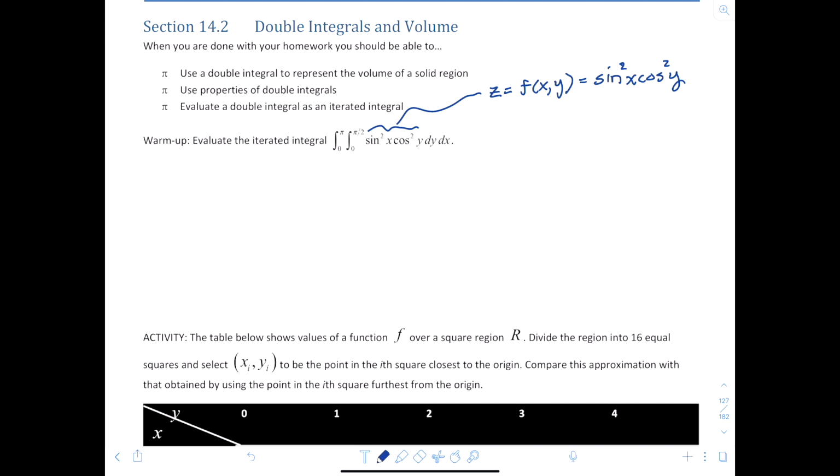So let's check it out. The integral from 0 to pi, since we're integrating with respect to y first, I'll go ahead and factor out the sine squared at x from the innermost integral, and then we'll be going from 0 to pi over 2 for our cosine squared at y dy, and then this whole thing, right, will be integrated with respect to x.